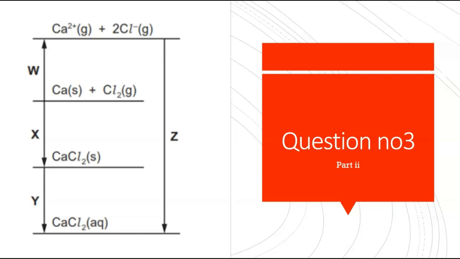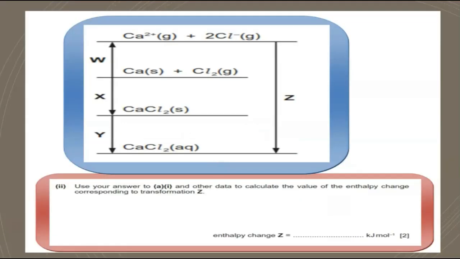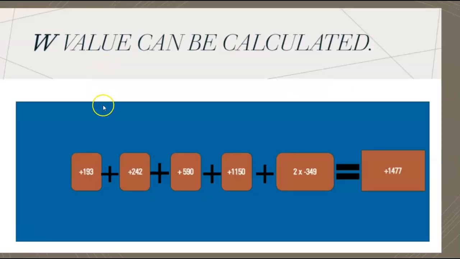So again, this is question number 3, part 2. In part 2, they are asking, use your answer to A1 and other data to calculate the value of the enthalpy change corresponding to the transformation of Z. So you need to calculate the total value of Z. As you have already calculated the value of W, you remember this, you add all these values and you get plus 1477. This is the value of W.